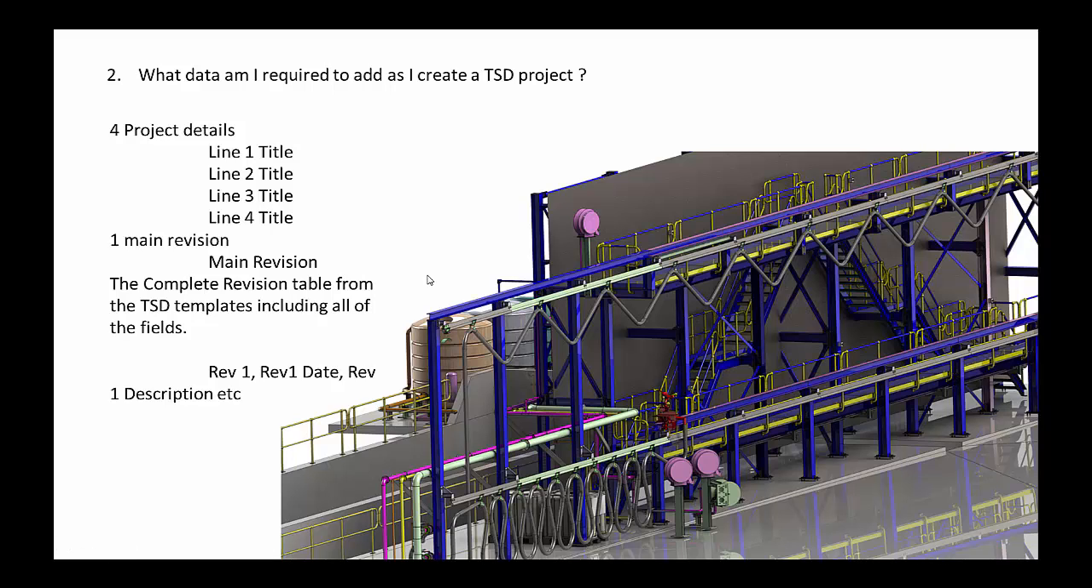Second point, what data am I required to add as I create a TSD project? Project details: there are 4 project details that have to be set up as fields, and there is 1 revision, which is called a main revision, and the complete revision table from our templates. So you need to copy those across so that that information is transferred. Okay, I'll show you all this, so don't fret.